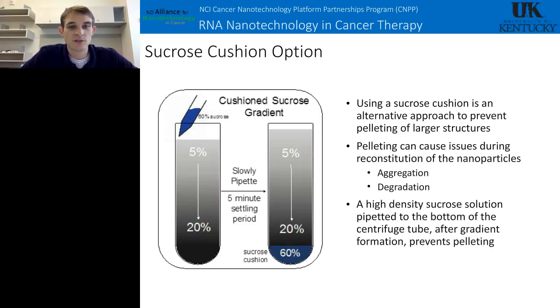So to form a sucrose cushion, you form your gradient first. Let me stress that. You form your gradient first, and then you take a 60% sucrose solution, and you take your long needle, and you pipette it to the bottom of your tube, and what you end up with is your 5 to 20% gradient followed by a 60% cushion. And so this just helps to prevent any pelleting of your nanoparticles, which is not good for them.